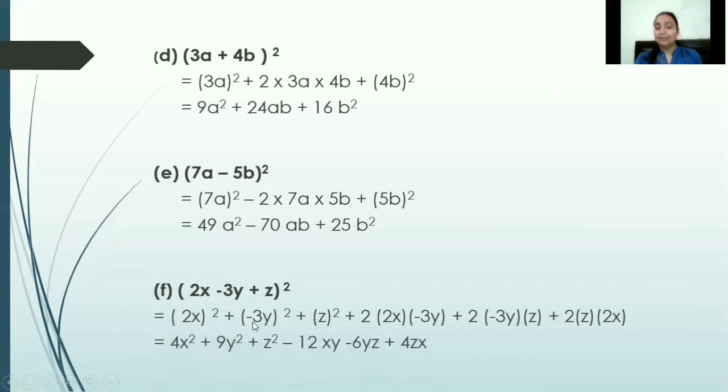4x², minus 3 multiplied with minus 3 will give you 9, positive 9y², and z². Then minus 2 2s are 4, 4 3s are 12, but with a minus. 2 3s are 6, minus. Okay, we are taking care of the variables as well. xy here, yz here and zx here. 2 2s are 4. Okay, multiplication is done. Now we are done. Now all the terms are unlike, so no plus or minus can be done.